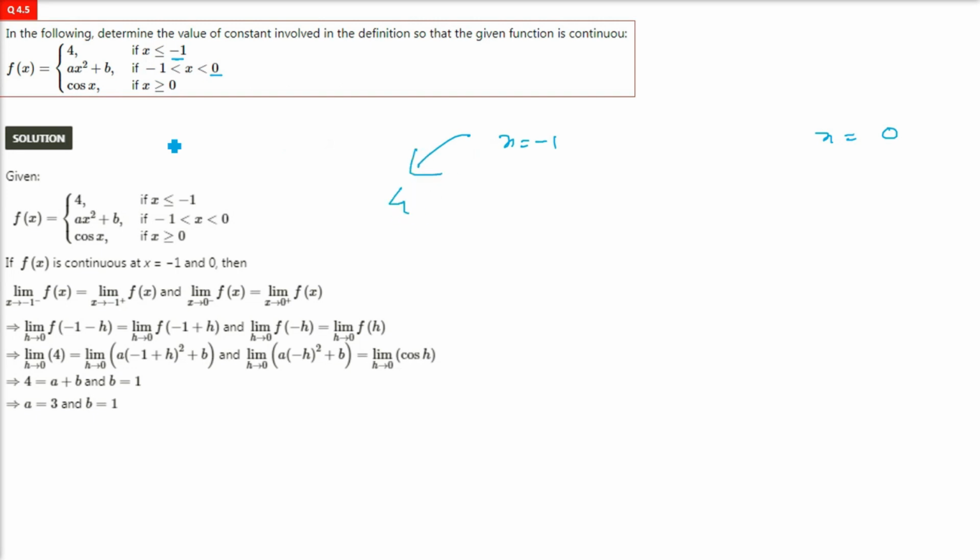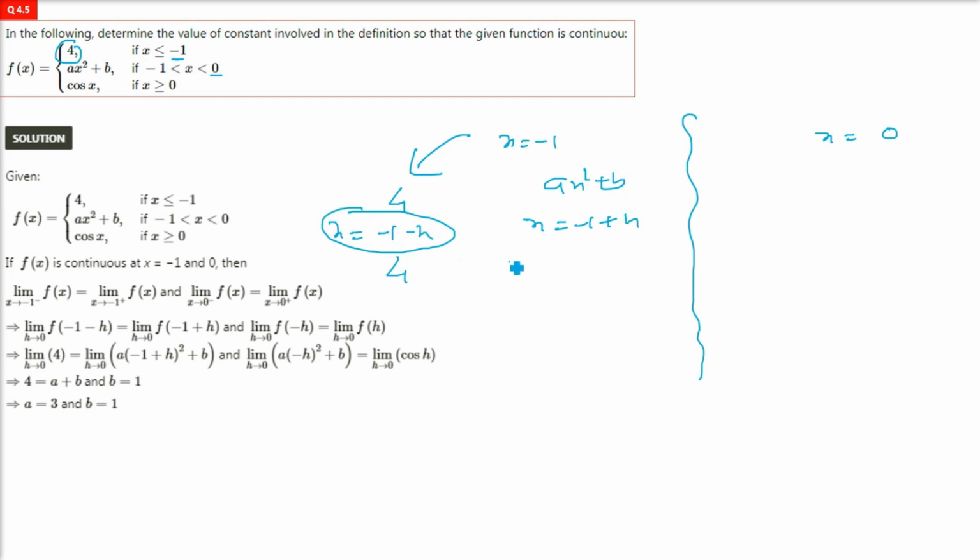So x equals minus 1. On left we will write minus 1 minus h. On right we'll use minus 1 plus h. Since we will use 4 on the right and ax square plus b on the left. There is no point in putting anything for 4 because it is already a constant. So don't worry about that. It will always be 4. In place of x in ax square plus b, just replace it by minus 1 plus h. And this is ax square plus b.